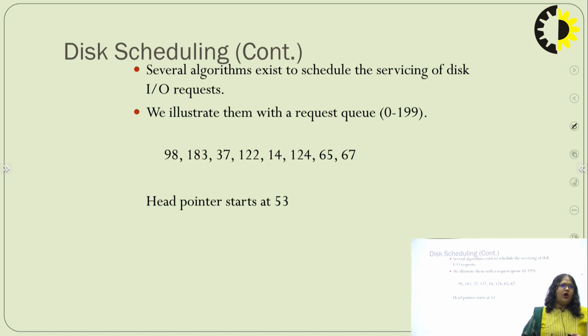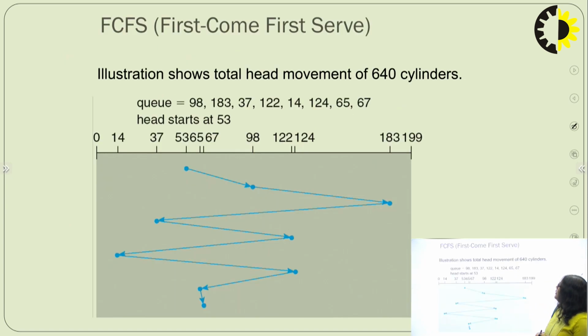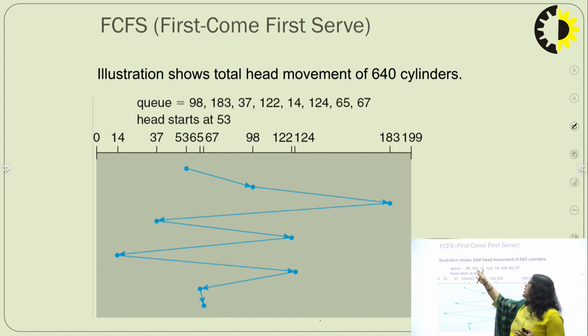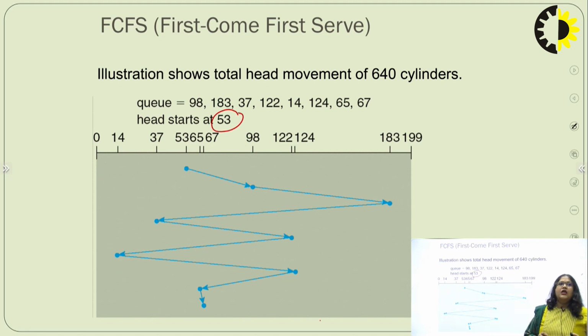Now we move on with the disk scheduling algorithms. The first algorithm of disk scheduling is FCFS. FCFS means first come first serve. In this algorithm, we have the number of disks that we want to read, and these disk numbers are in queue form, and the head start point is 53. In this diagram, the head movement is 640 cylinders. How we calculate the 640 cylinders, I will show in this slide.